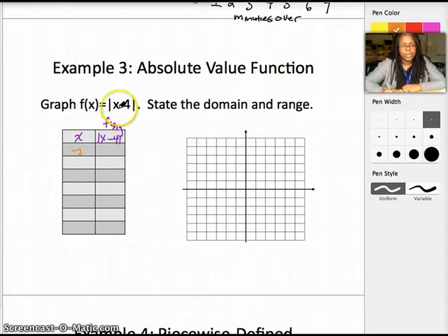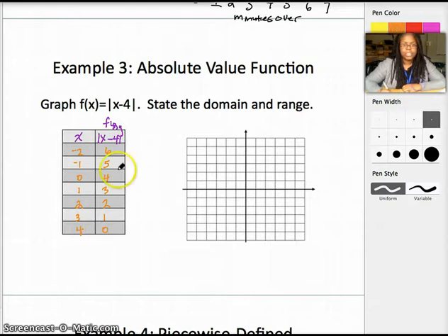So at -2, when I plug -2 into this expression, -2 minus 4 is going to give me a -6, the absolute value of which is a +6. If I do -1, I'm going to get a +5. Plugging 0 in, I get a +4. If I plug 1 in, I get 3. If I plug 2 in, I get 2. If I plug 3 in, I get 1. If I plug 4 in, I get 0.